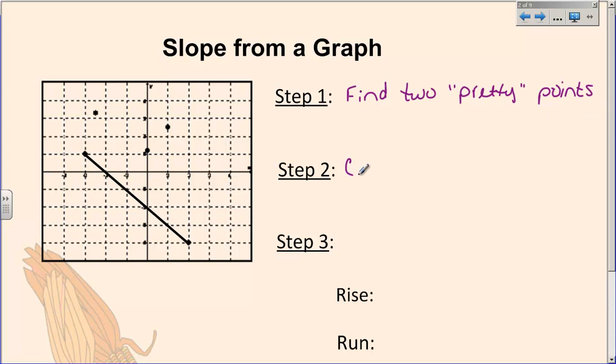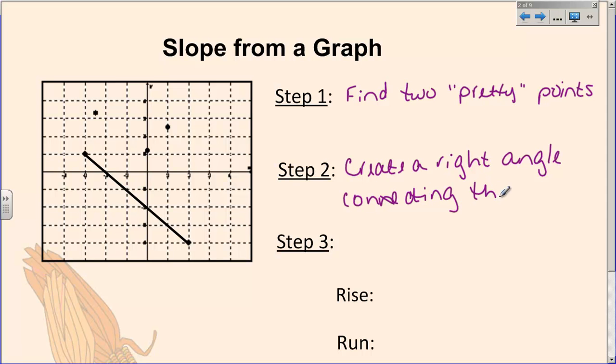Step number 2 is to create a right angle connecting the 2 points. And I'll show you what I mean. So we're going to draw a right angle connecting the 2 points. And so I'm going to come down like this and across like this. And you will see I have created a right angle right here. That is very important because what that helps us do is step number 3. It helps us find what is called the rise and the run.